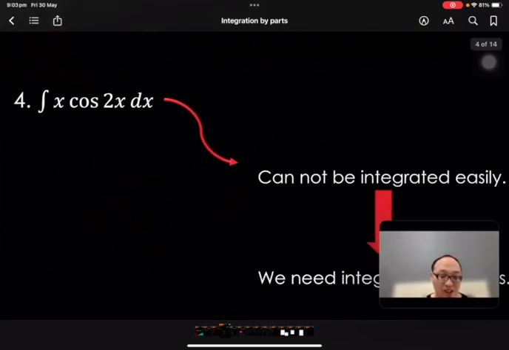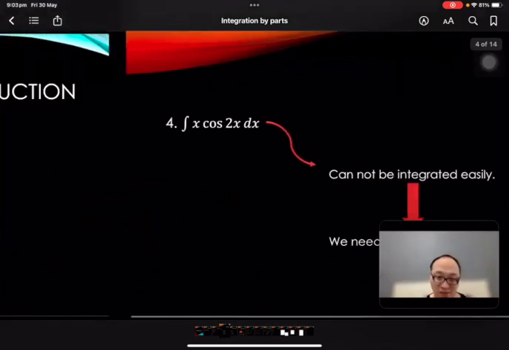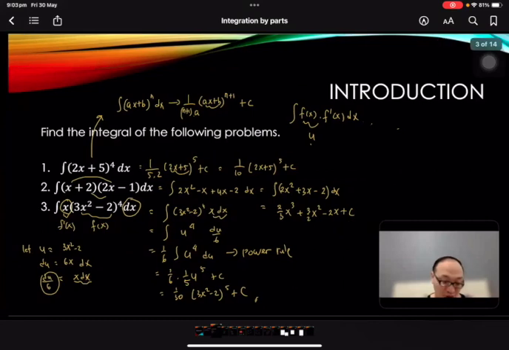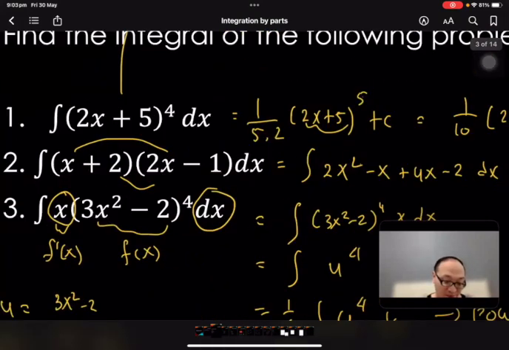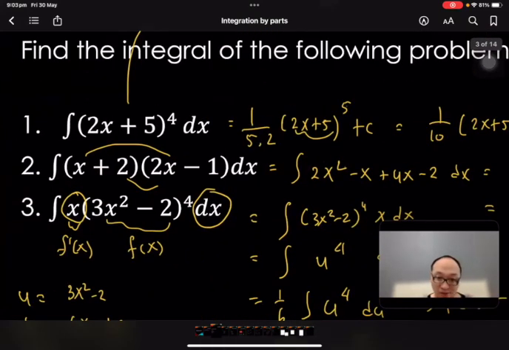Integral of x cos 2x dx. This question number 4 is similar to question number 2. This is a multiplication. If we see from question number 2, it is a multiplication. But the difference is, on question number 2, we can expand the equation to form the power rule.